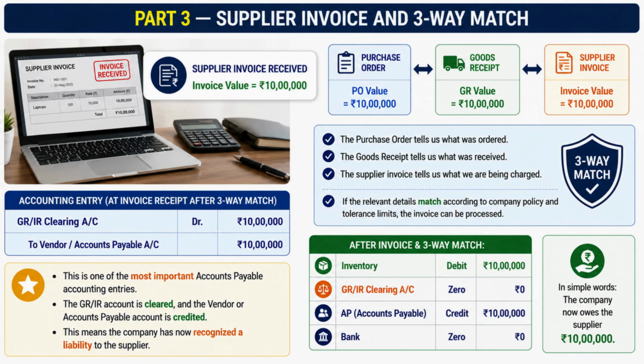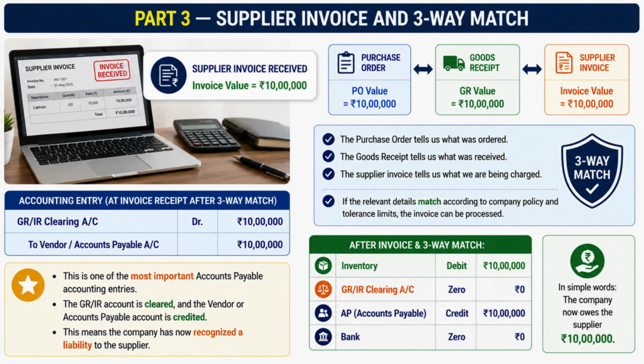Now the supplier sends an invoice for $10. The AP team receives the invoice and performs the required invoice validation and three-way match. The purchase order tells us what was ordered. The goods receipt tells us what was received. And the supplier invoice tells us what we are being charged. If the relevant details match according to company policy and tolerance limits, the invoice can be processed.